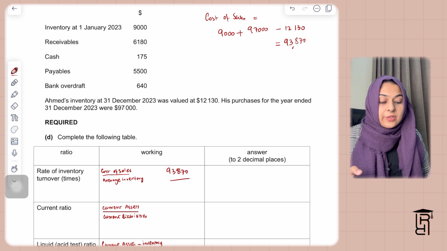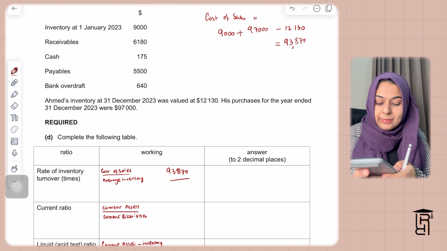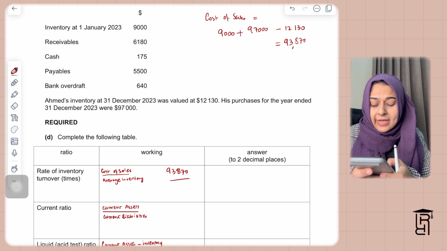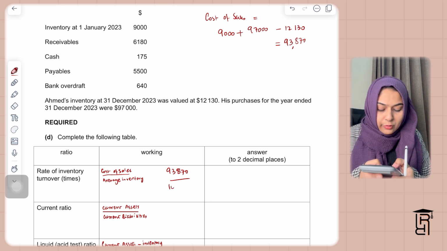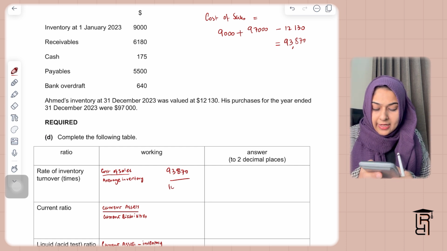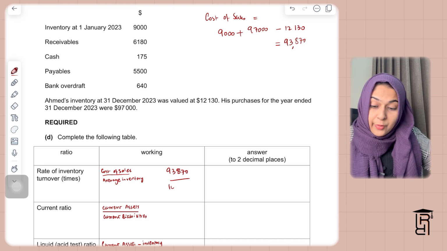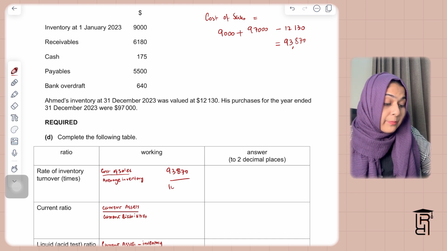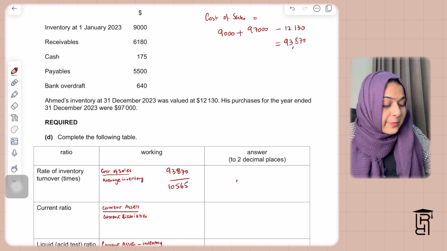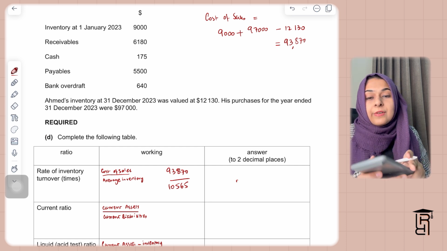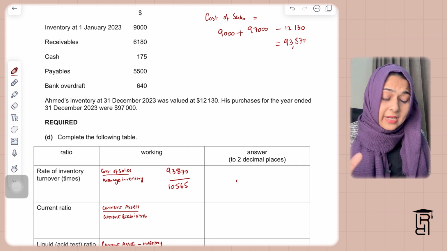The denominator is going to be average inventory. Average inventory is always opening inventory plus closing inventory divided by 2. So 9,000 plus 12,130 divided by 2 is going to give me 10,565. So now I'm going to calculate this. 93,870 divided by 10,565 is going to give me 8.88499, but I have to round this off to two decimal places, so it's going to be 8.88 times. I need to write times here because rate of inventory turnover is always calculated in times.